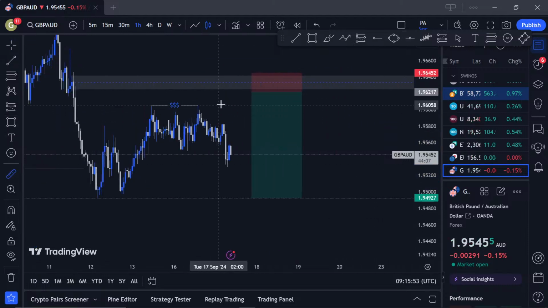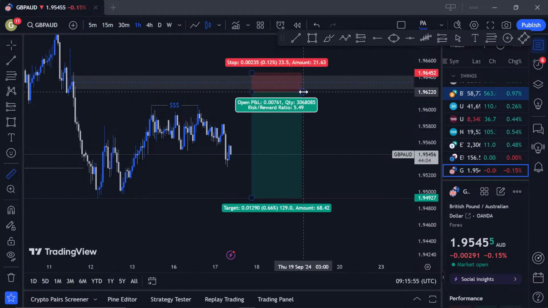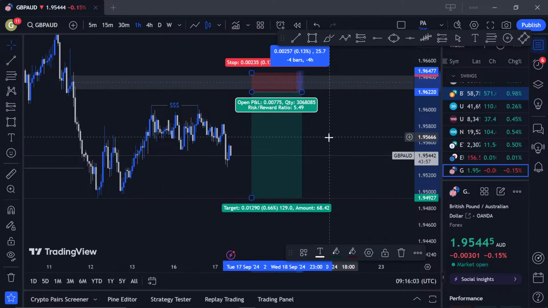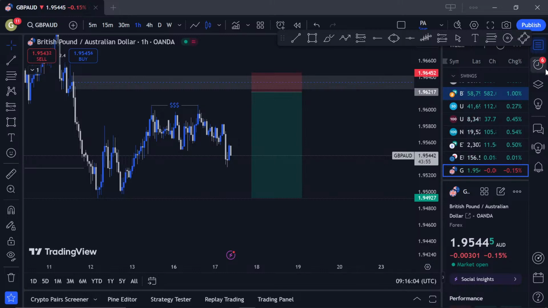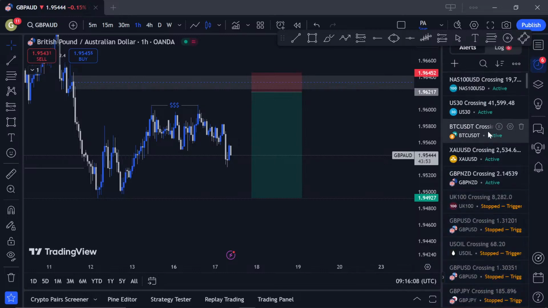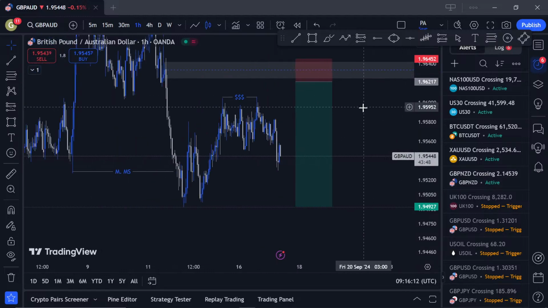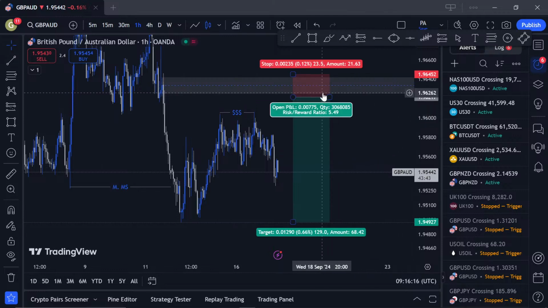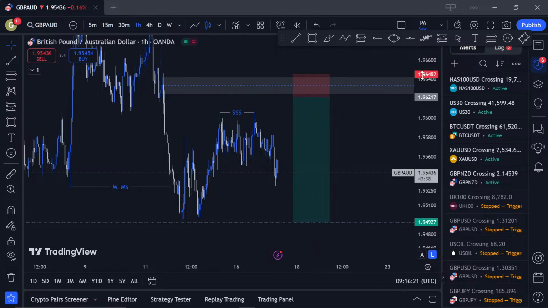Yep, this is my only setup on GBP AUD as well. This is 26 pips on GBP AUD. So 26 pips stop loss, very perfect. So on GBP AUD, you want the market to come back to the 1.96217 level. And when it gets to that level, it gives us a bearish close, and immediately we take our sell, keep our stop loss at the 1.96452 level as well. That's simply a short target.